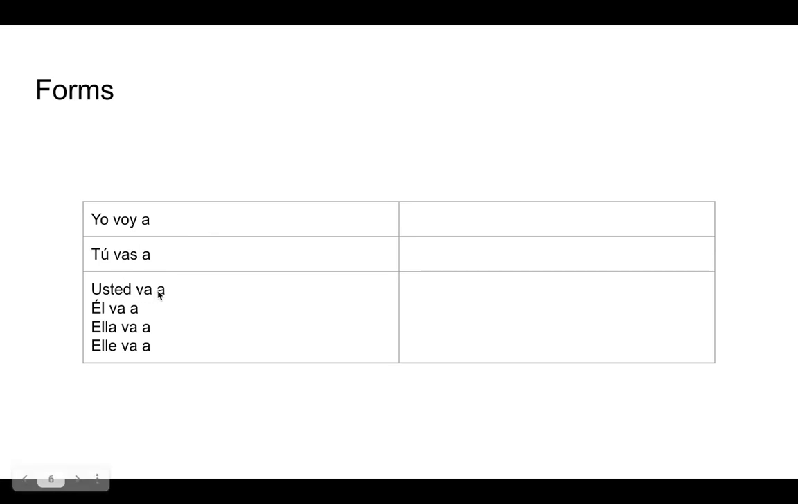Usted va a. You go to. Él va a. He goes to. Ella va a. She goes to. Ellos va a. They go to. So again, notice how all of these words share the form va. So I've got to make sure that I put my subject so I know who is going.